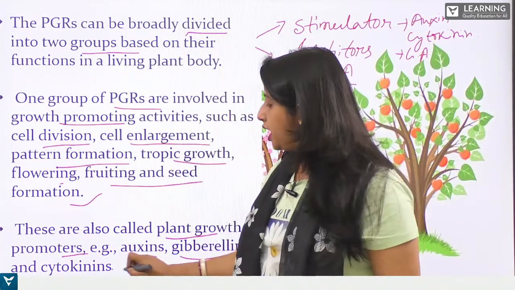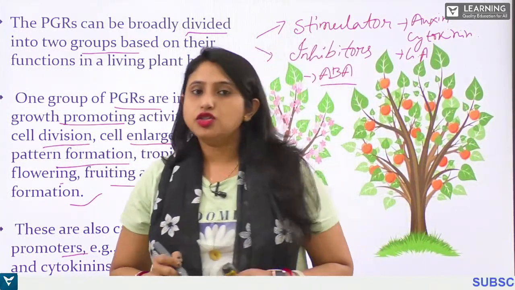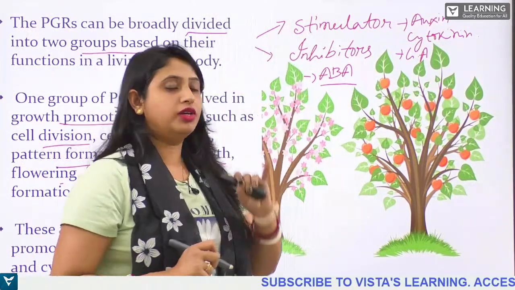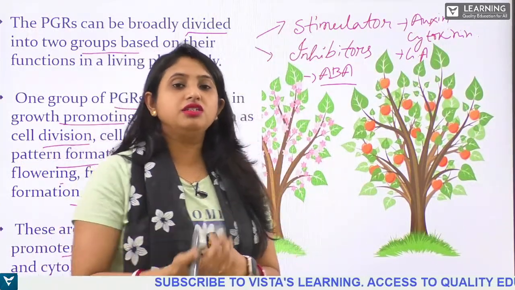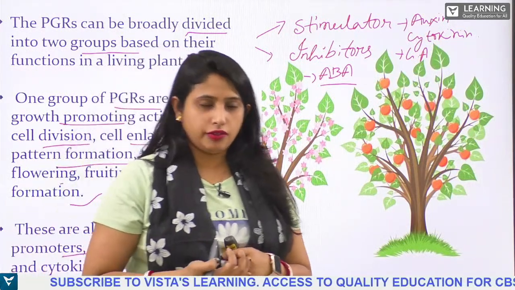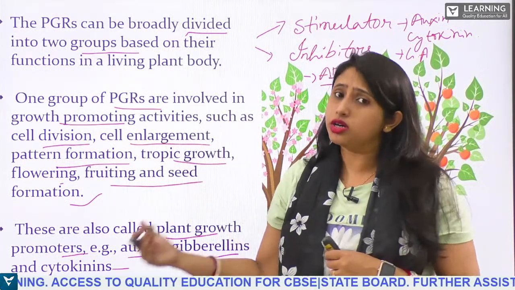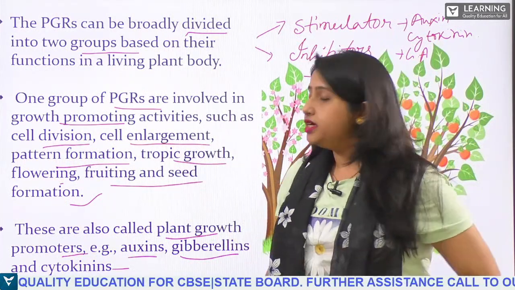Examples are auxin, gibberellins, and cytokinins. As I said, there are two types: one is the stimulator and another is the inhibitor. Stimulators promote the growth of the plant. What are the stimulators? They are auxin, cytokinin, and gibberellin.